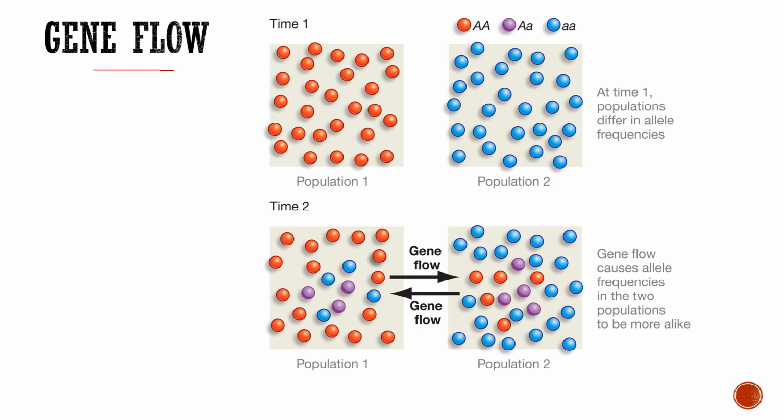If we show the extremes here, at the beginning we have population 1 that is all dominant. We have population 2 that is all recessive. But over time, as there's mixing of these populations and of these alleles, we're getting this gene flow. So our homozygous dominant are moving into our recessive population, and our recessives are flowing into our dominant population.